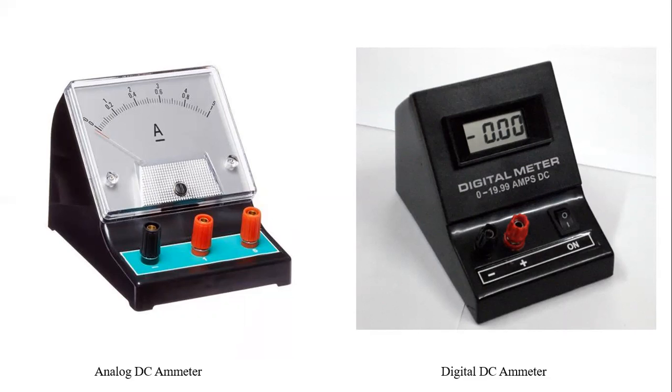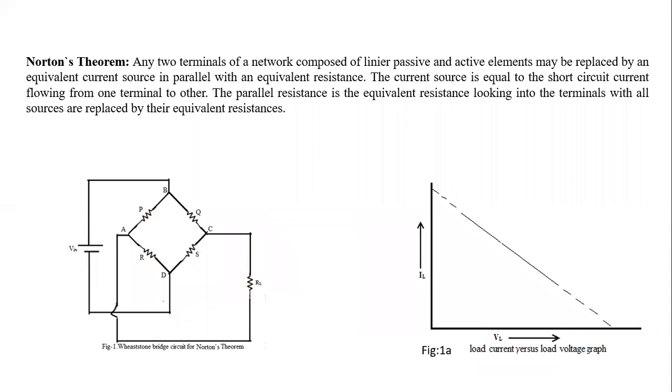That is, first one DC source, then a DC ammeter, a DC voltmeter, and one multimeter. Okay. Now we'll come to our main experiment. First we'll go for Norton's theorem. Let's see what the theory of Norton's theorem is.